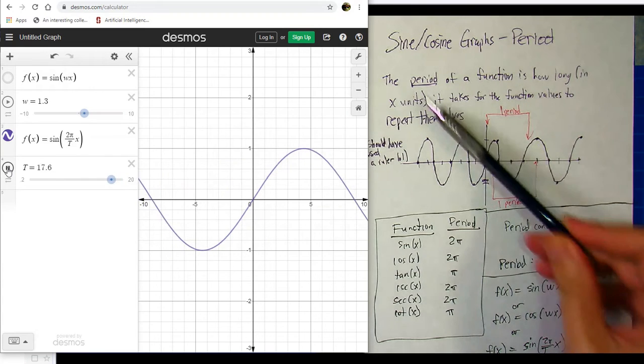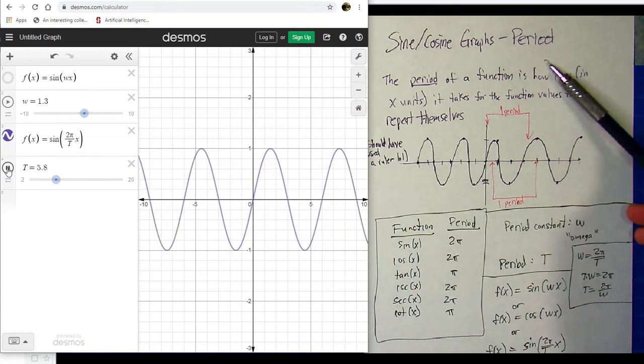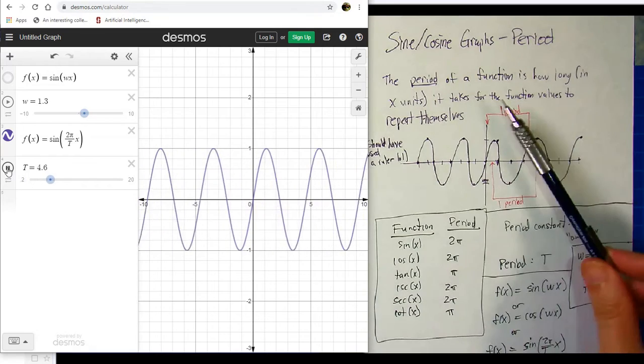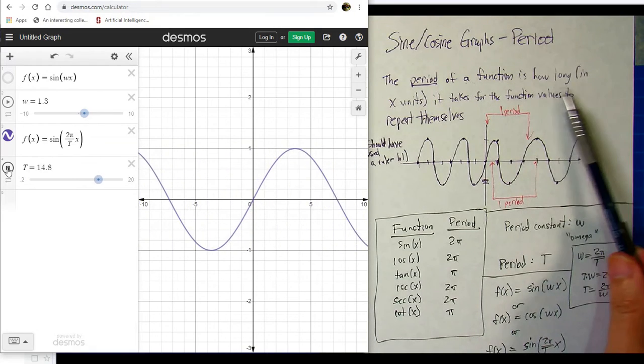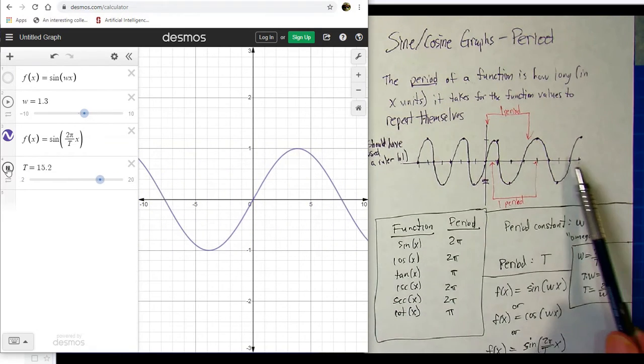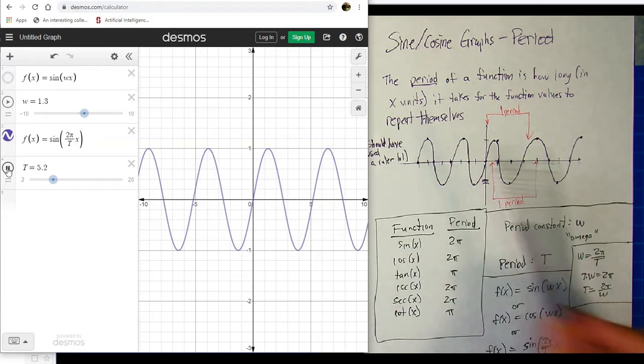Let's talk about sine and cosine graphs with a focus on the period of the graph. So the period of a function is how long it takes, usually in x units, so horizontal direction, for the function values to repeat themselves.